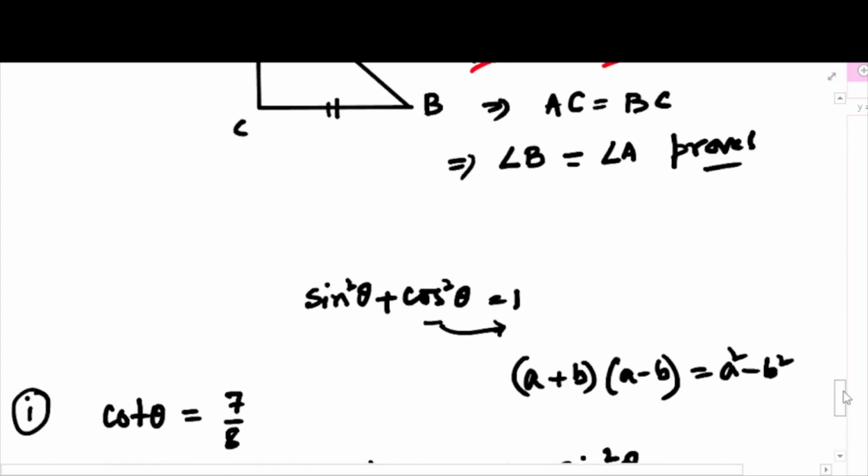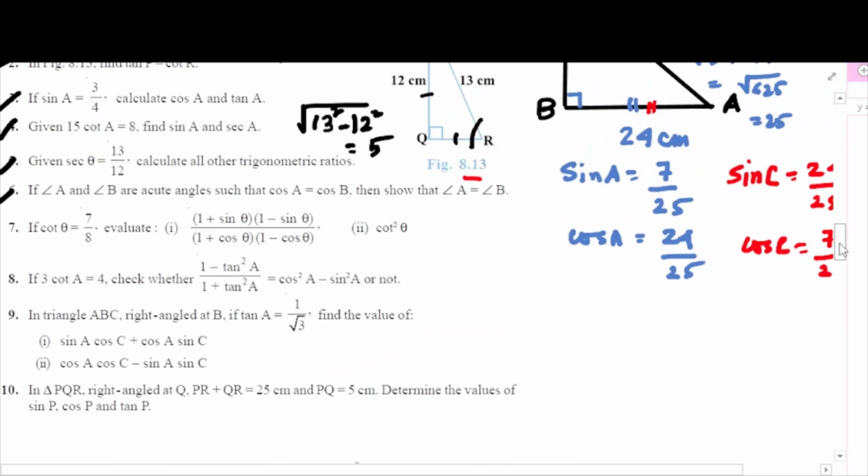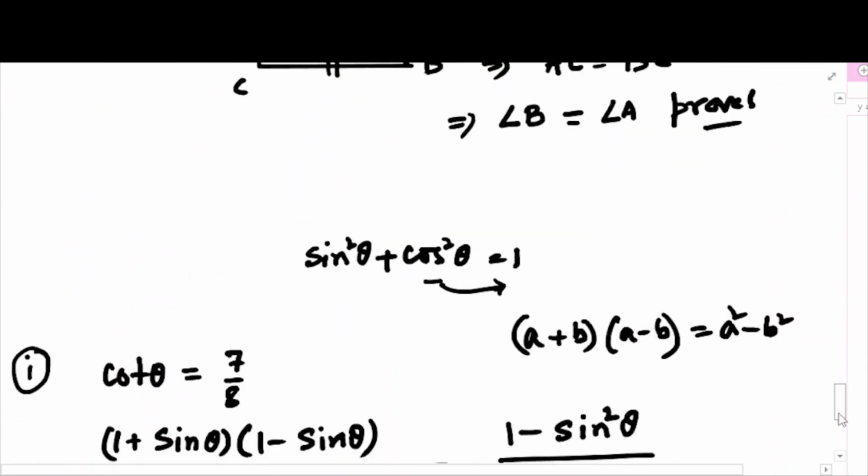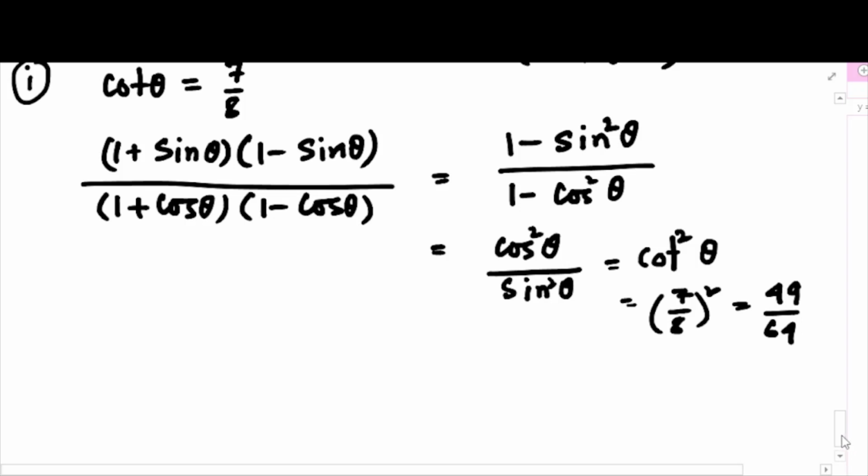Okay. Now in the next part we have to find the value of cot square theta. Same thing, we already found the value of cot square theta. That means that is equal to 49 by 64. Right.